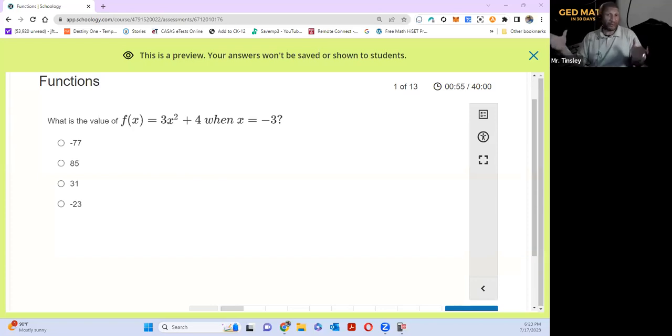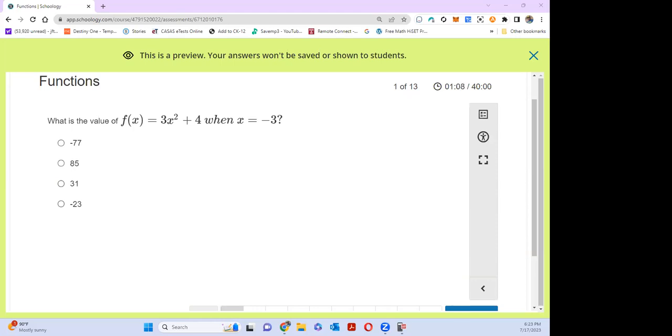If you look at an exam and you don't know how to do something, pick A or D, flag it for review, come back to it. But this is one of the most missed questions and one of the easiest questions on your exam. How would we do this problem? It's easy. This is just an easy plug-in problem.